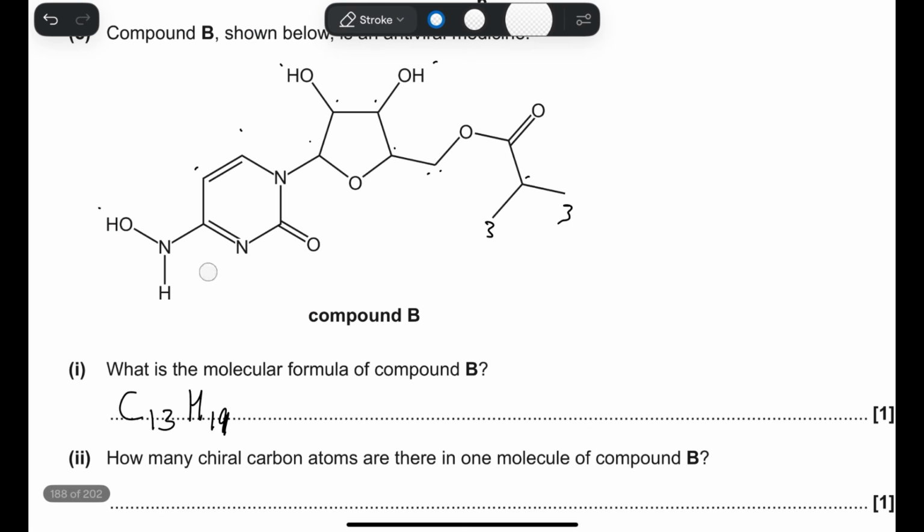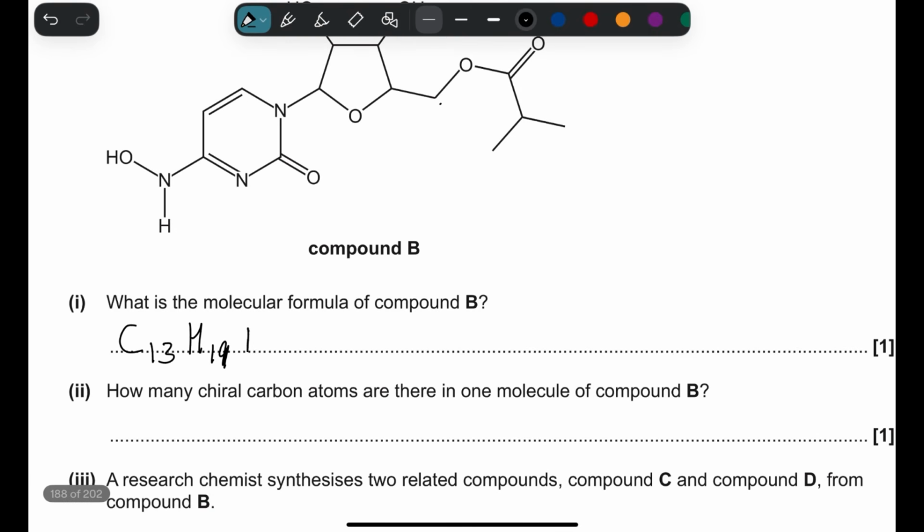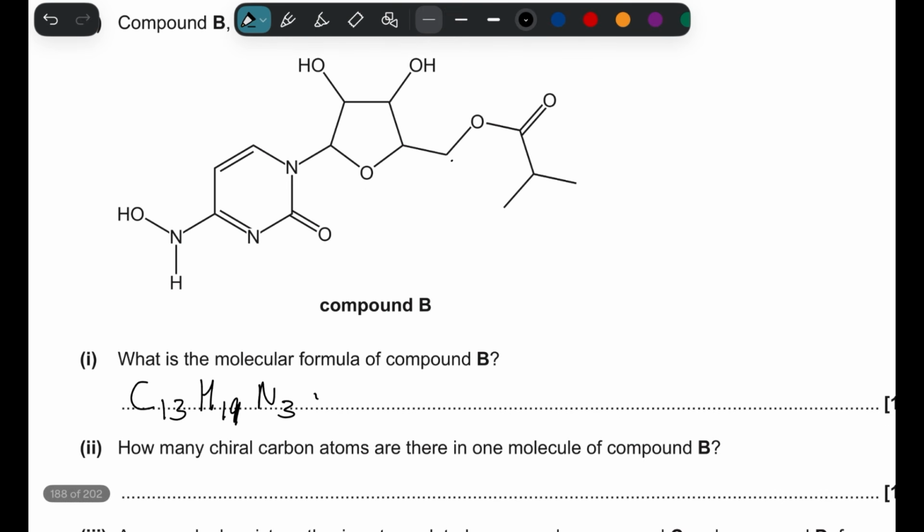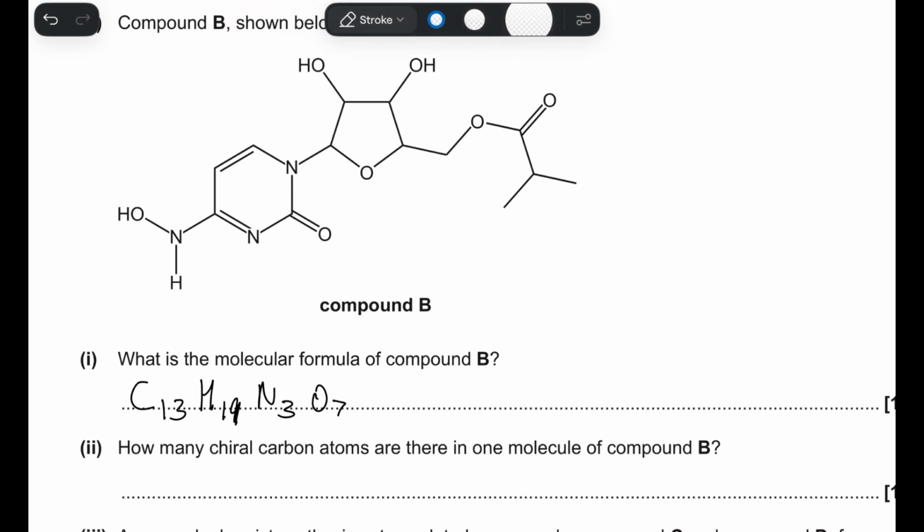Working it through. So now we've done all the hydrogens. Let's do nitrogen next. So nitrogen, we can just clearly see there's 3 of them. So 3 nitrogens, and then oxygen, we've got 1, 2, 3, 4, 5, 6, 7 of them. So that's going to be our molecular formula now.